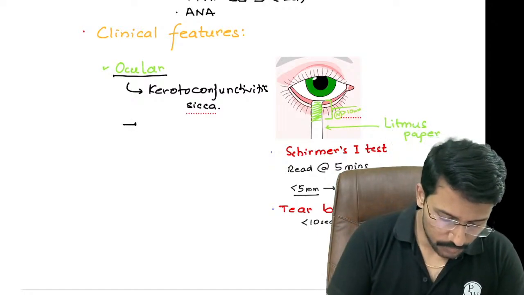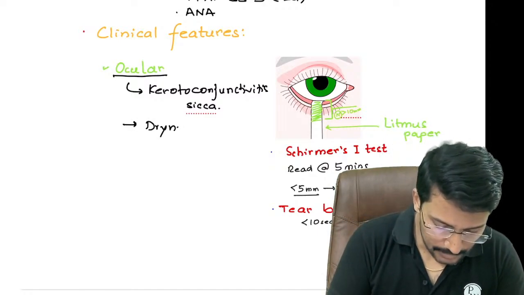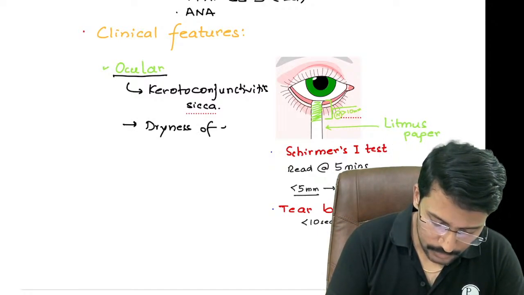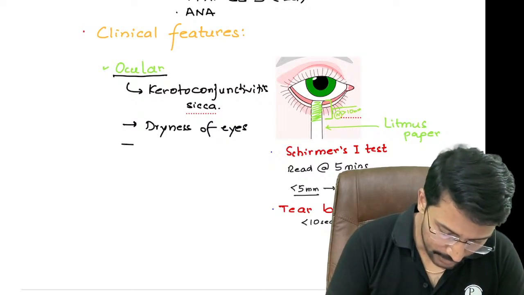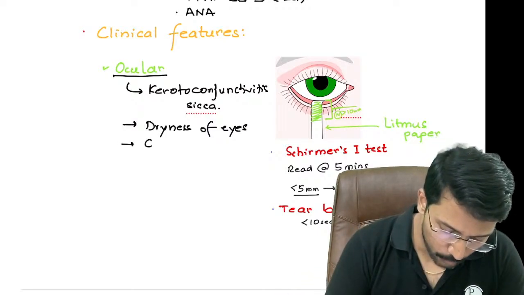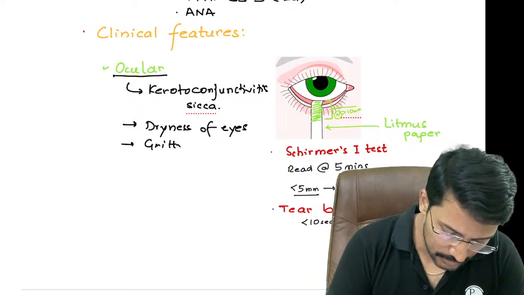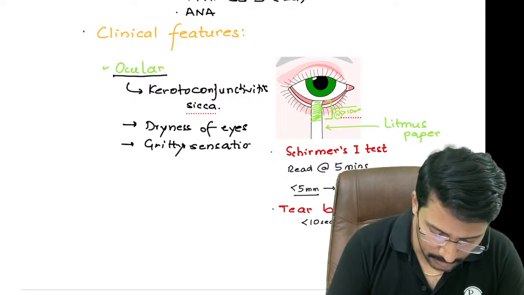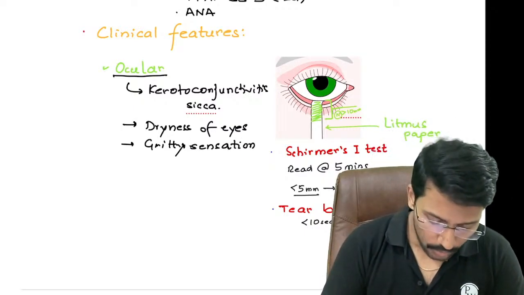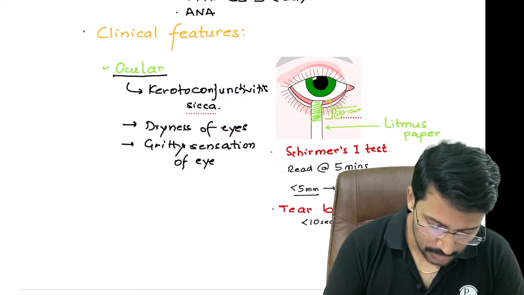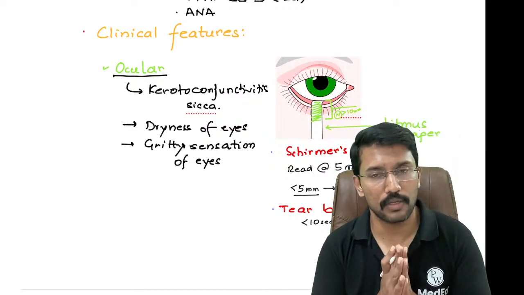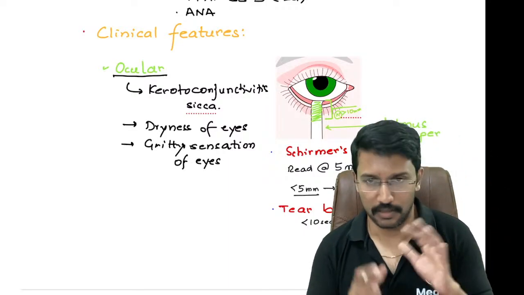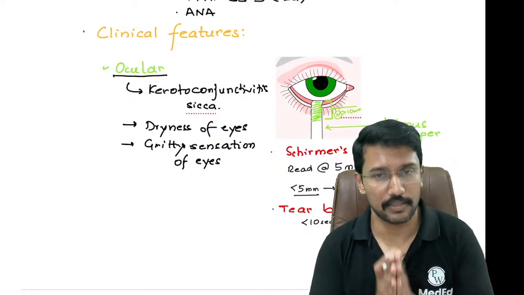These patients present with dryness of the eyes, and another symptom that these patients would often report is a gritty sensation of the eyes. So whenever a question says that a patient presented with dry eyes or gritty sensation of the eyes, in the back of your mind you should start thinking about systemic Sjögren syndrome, or the sicca syndrome.